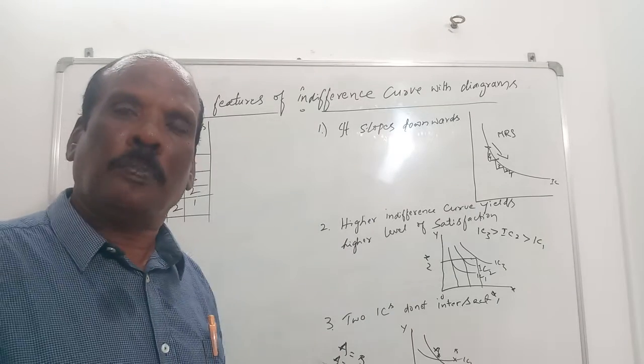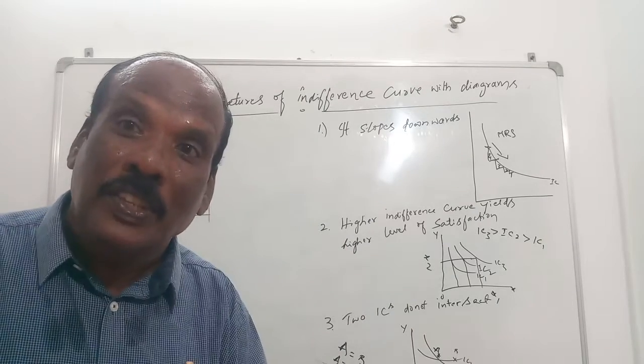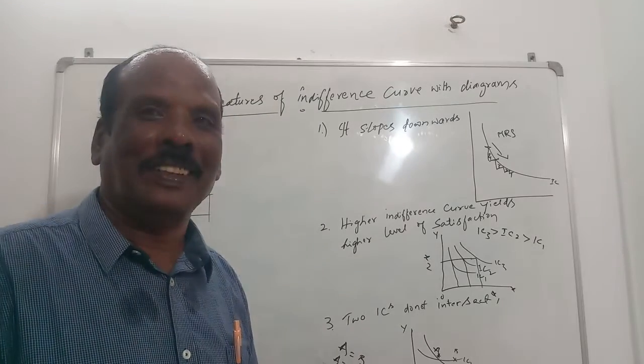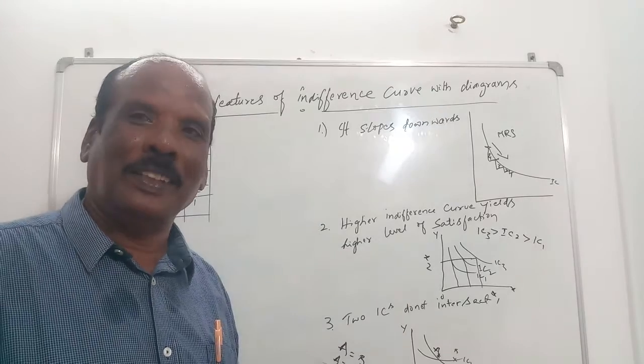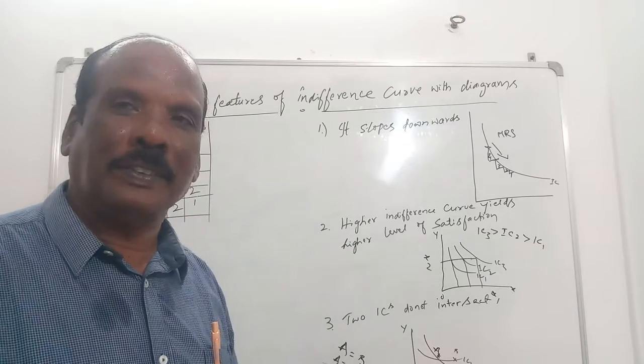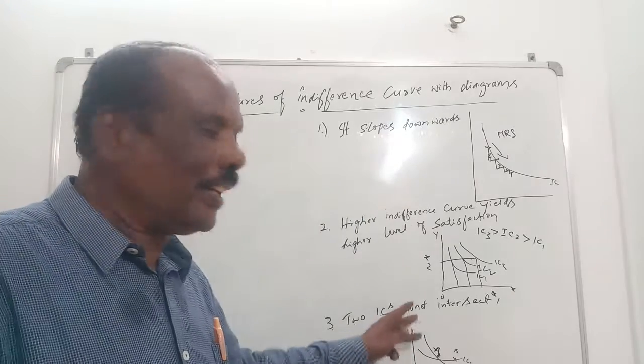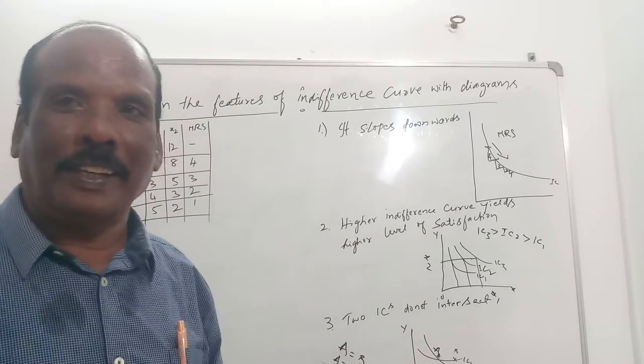If it is so, all the combinations yield the same level of satisfaction. It becomes a single indifference curve. So it doesn't happen. It is unrealistic. So you should write all these three with these three diagrams. Thank you.